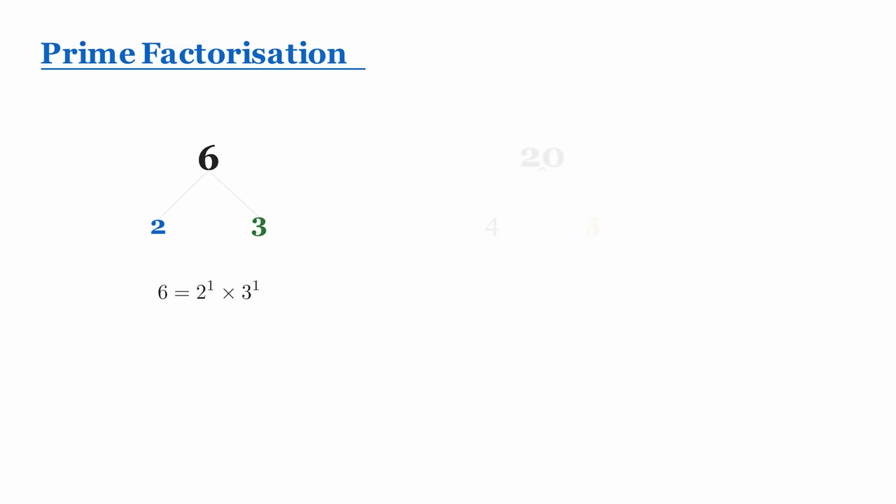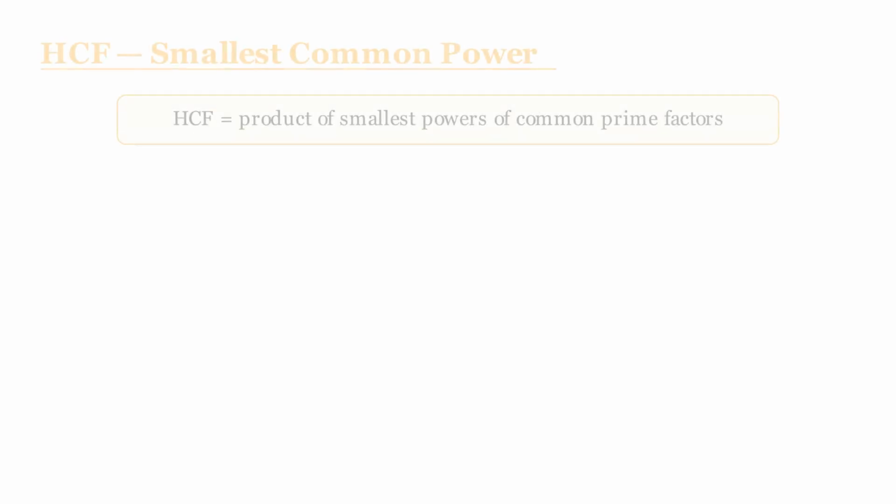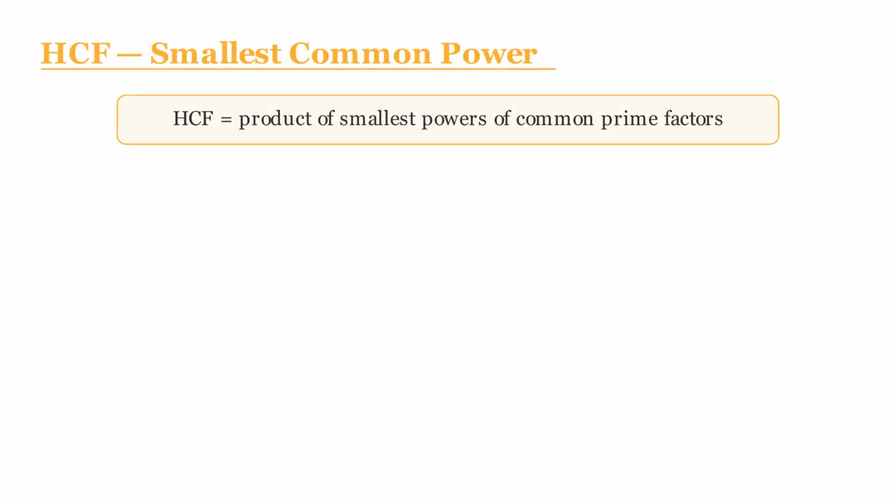20 equals 2 times 2 times 5. Breaking 4 further, 20 equals 2 squared times 5. The only prime common to both numbers is 2. To find the HCF, we take the smallest power of each common prime factor.